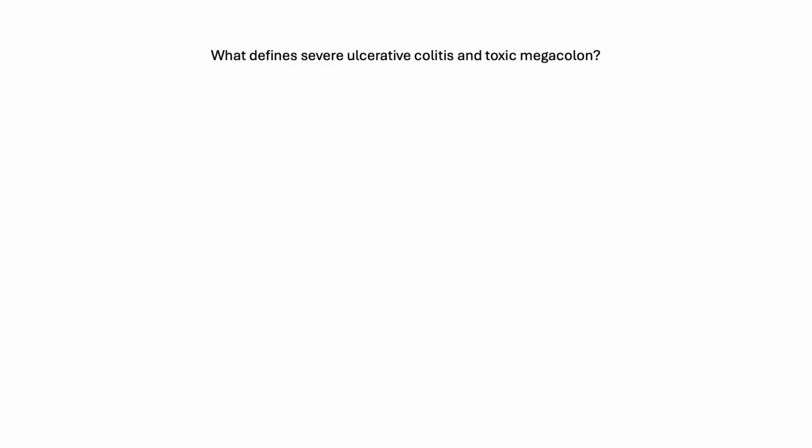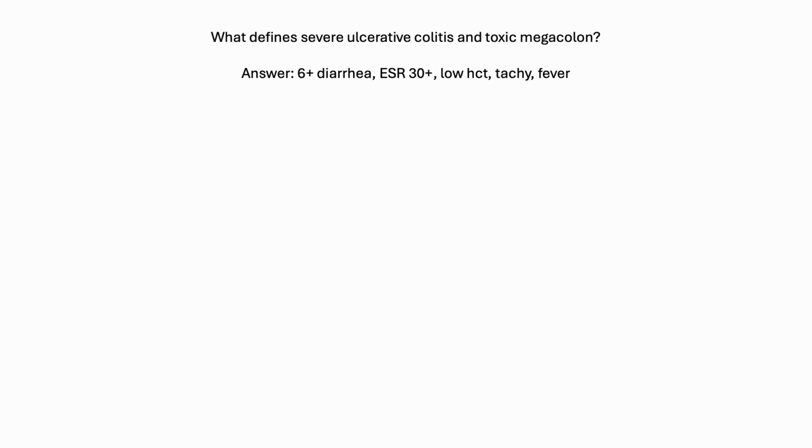So what will define severe ulcerative colitis and toxic megacolon? A couple things. They need to have more than 6 bouts of diarrhea in a day. Their inflammatory marker, their ESR, needs to be above 30. They need to have a low hematocrit, meaning that they're losing blood with this diarrhea. And then they need to be tachycardic and feverish, kind of that septic sign. And then remember the dilation of the colon is going to be above 6 centimeters. Toxic 6.